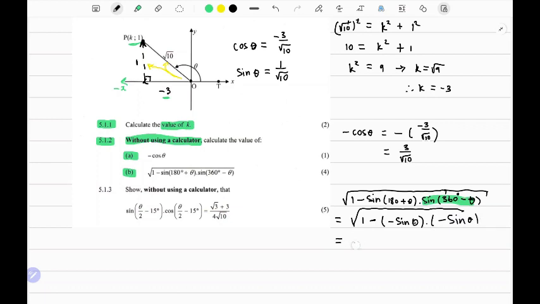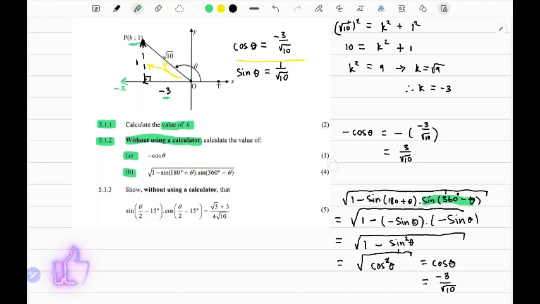This can be further simplified to 1 minus negative, and negative is positive, so this is sine squared theta, and this here is equal to the square root of cos squared theta, and square root cancels square, so this is cos theta, and we found cos theta earlier on to be negative 3 over root 10. This is equal to negative 3 over root 10.